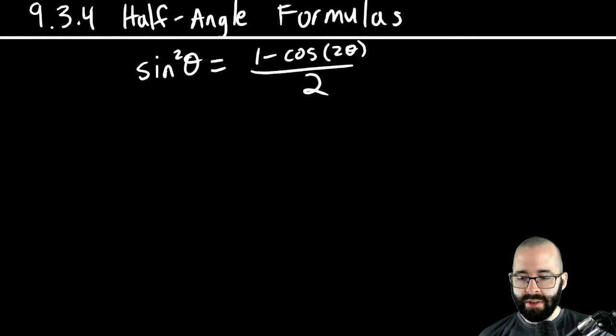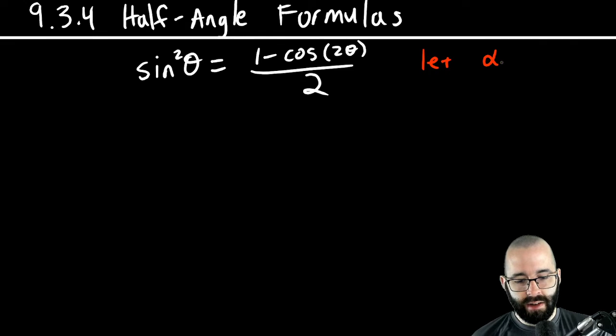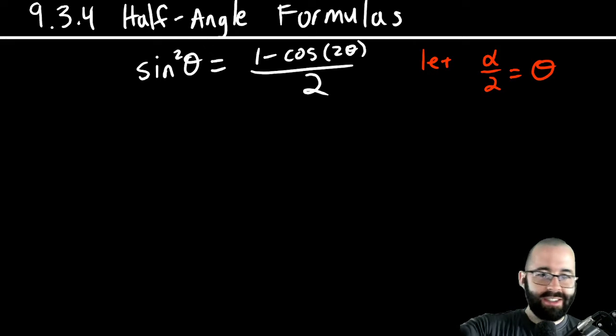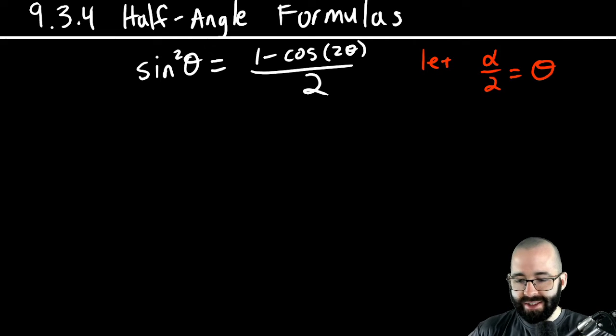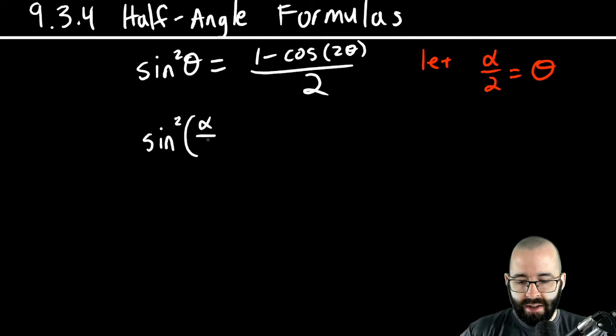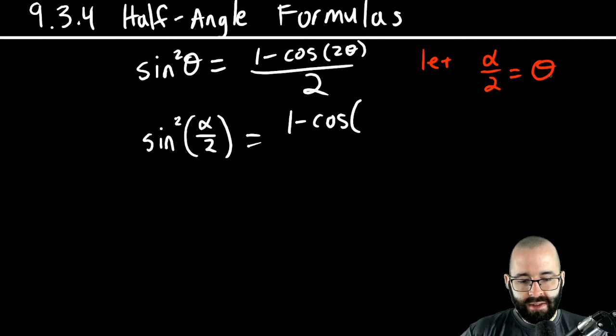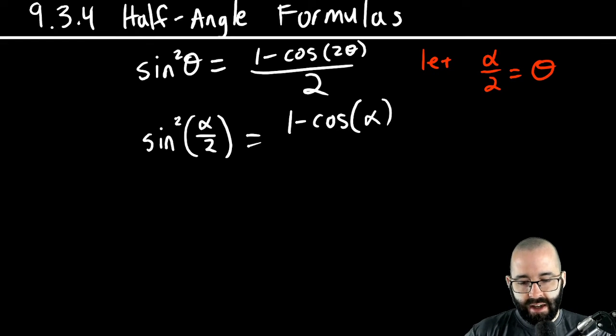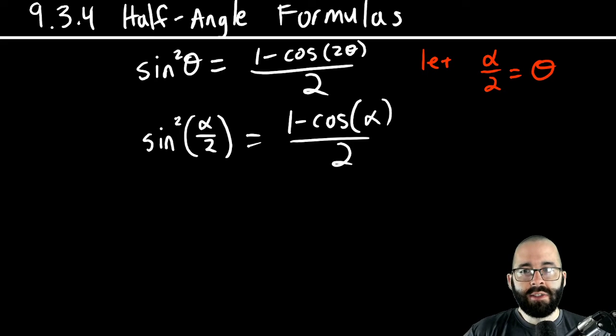Well, what if we said alpha over 2 is theta? Just out of nowhere. What if we said that? Then what happens? Theta is alpha over 2. We get sine squared of half of an angle equals 1 minus cosine. What's double that angle? What's double half of alpha? Well, it's just alpha. So if we want a half angle formula, all we have to do is square root both sides.